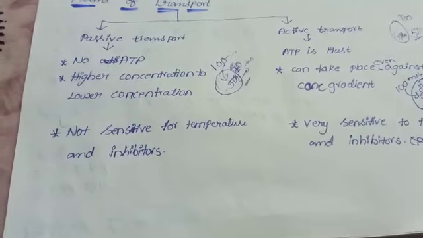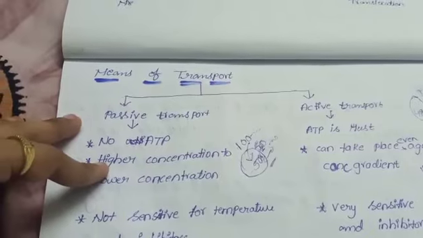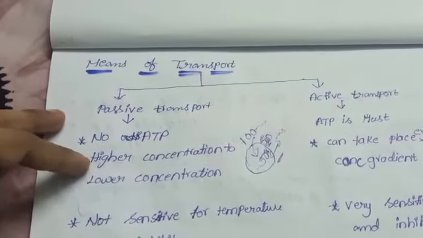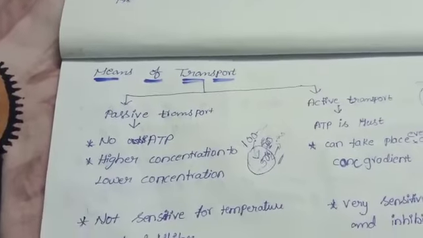In passive transport there are three types: diffusion, osmosis, and facilitated diffusion.